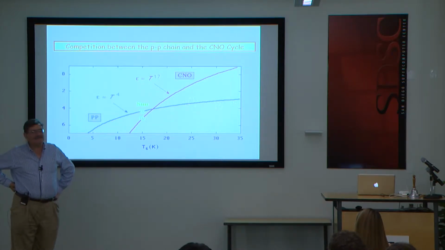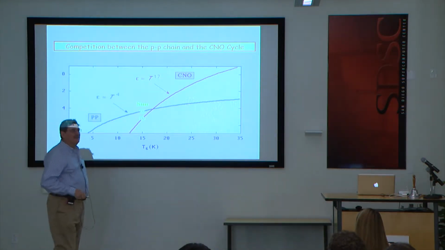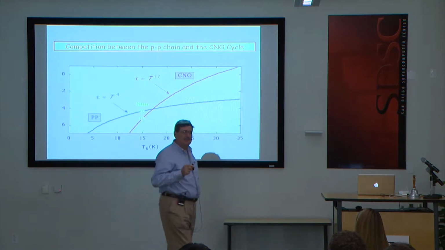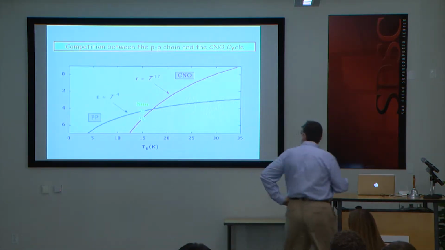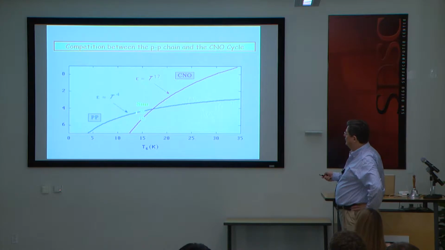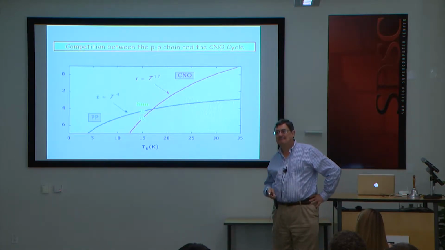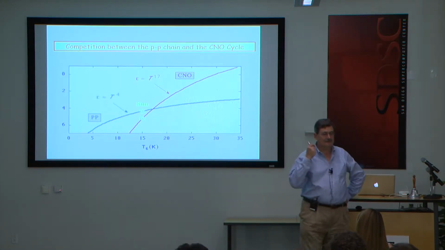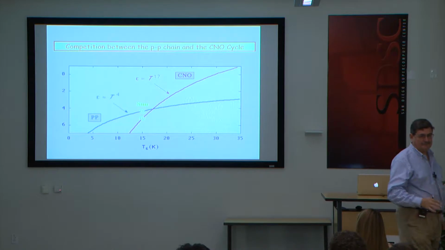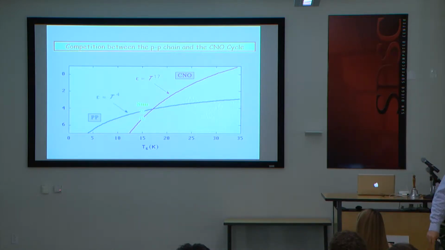So what do you think? Why is this the case? Why do those two curves cross there? Why at low temperatures does the PP cycle dominate, but at high temperatures the CNO cycle dominates? Yeah? Well, my intuition is that at low temperatures, PP dominates because of the lower Coulomb barrier. Absolutely. You're absolutely right. Because of the Coulomb barrier.